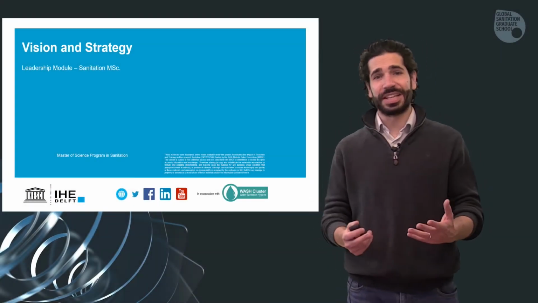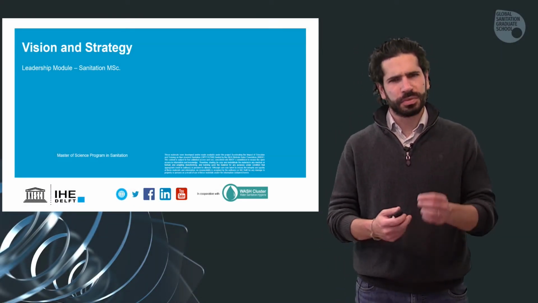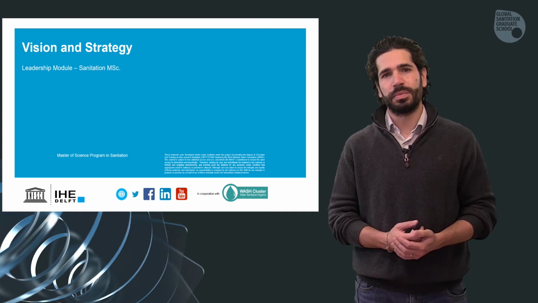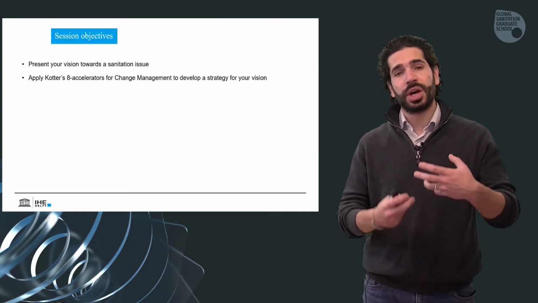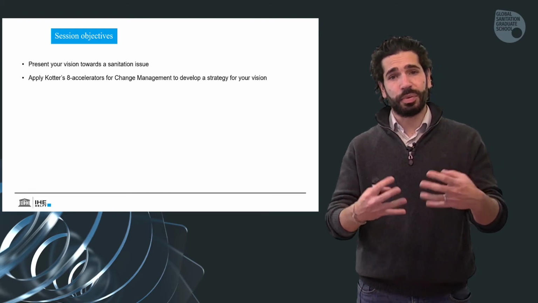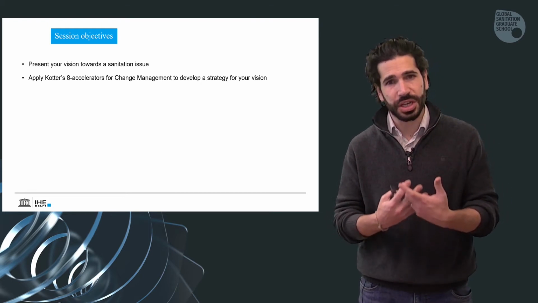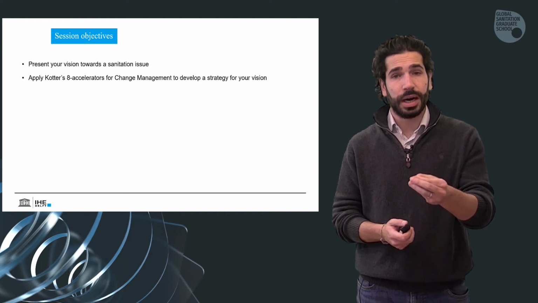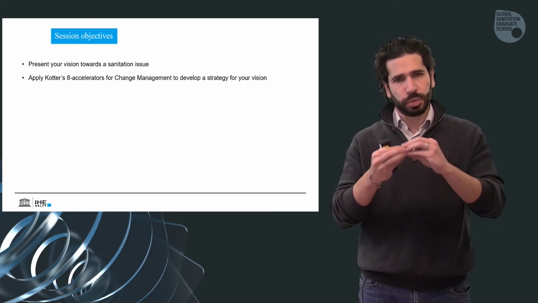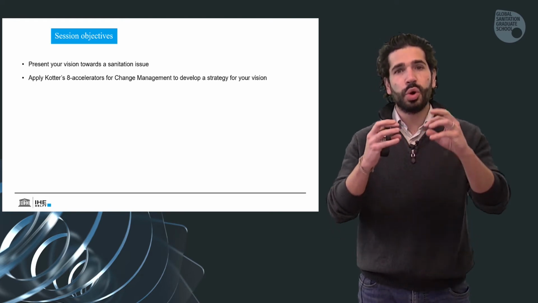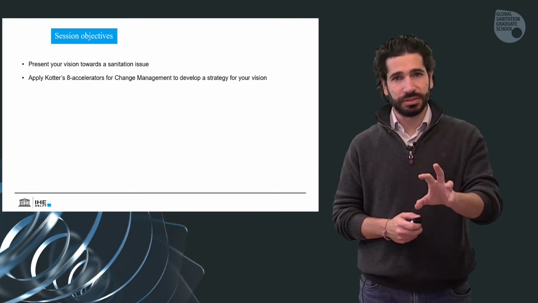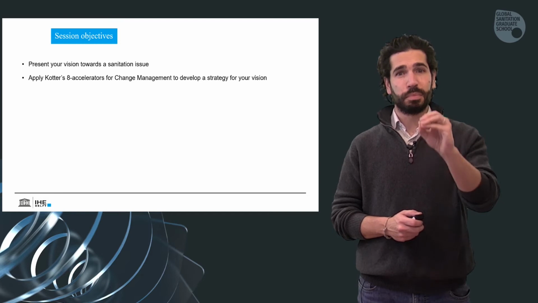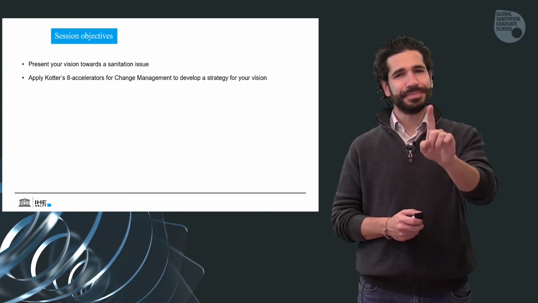Welcome back to this next lecture, in which we will be covering some very critical aspects for leadership, namely vision and strategy. How we're going to do this is we're going to help you develop a vision towards a sanitation issue of your interest. The idea here, we'll get into it a little bit later, but the idea is for you to put down on paper what sanitation goal you want to achieve. Visions, remember, right? Bold. We'll get to that.